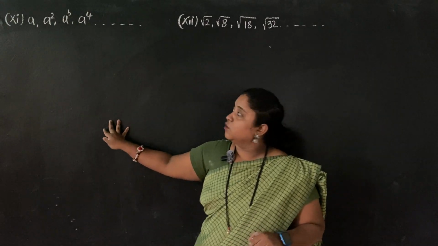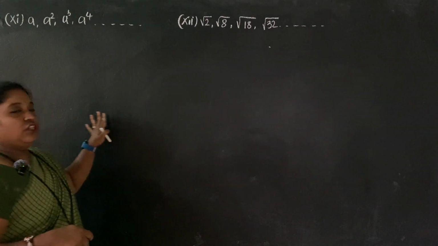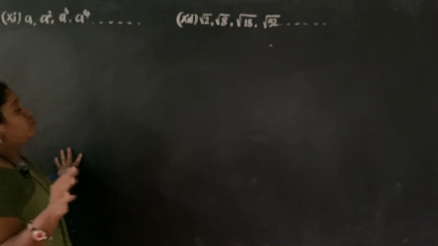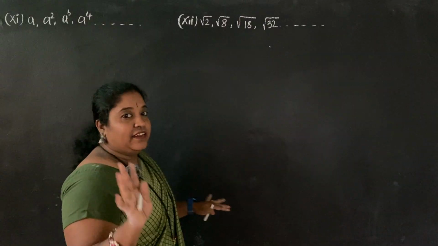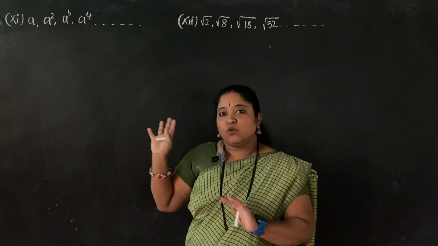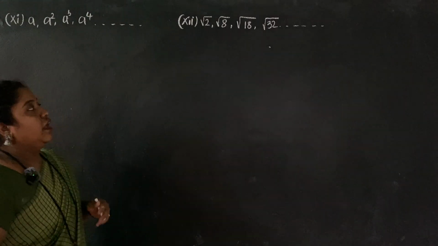Okay. The next question is the 11th question. See here, the 11th question I have is A comma, A square comma, A cube comma, A4. It seems like it is an AP, but calculate it. Understanding? Don't judge by looking at the question. Sometimes you may get confused. Okay. Now look at the board.